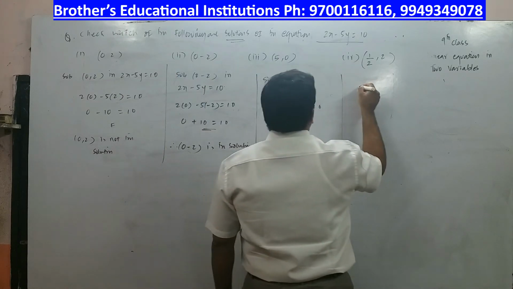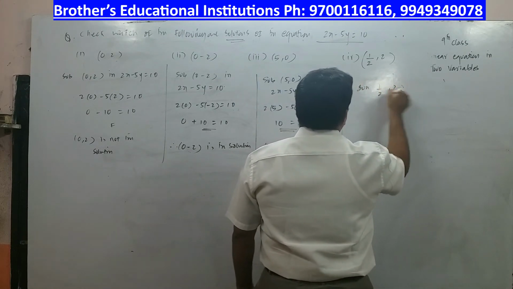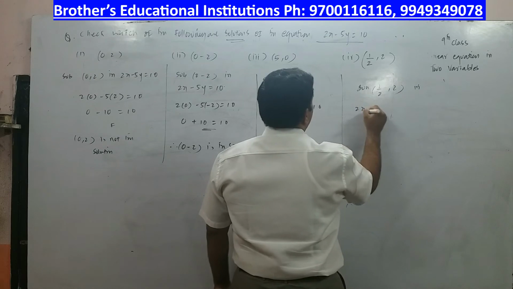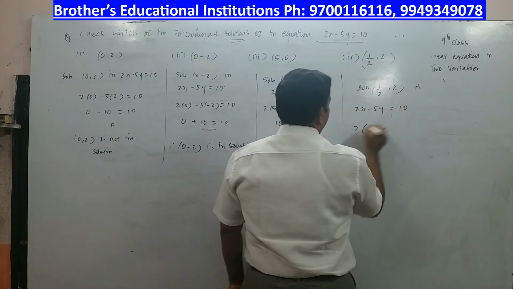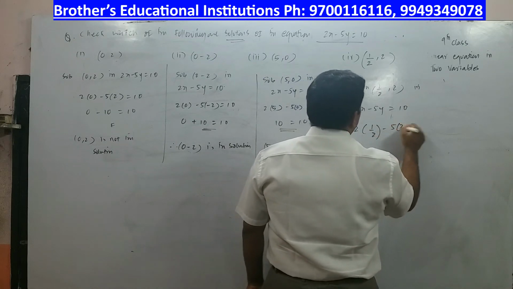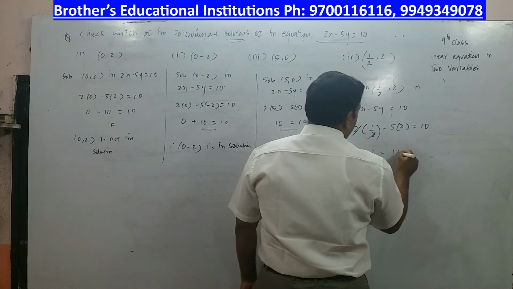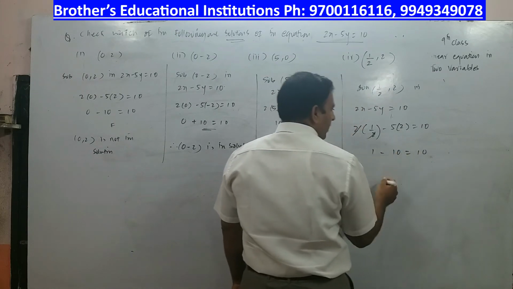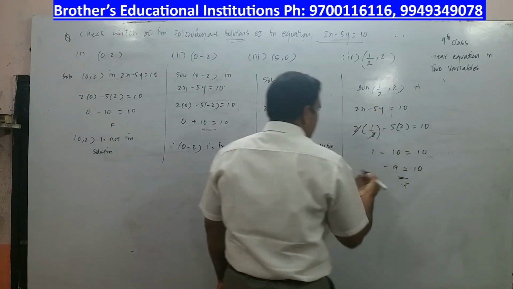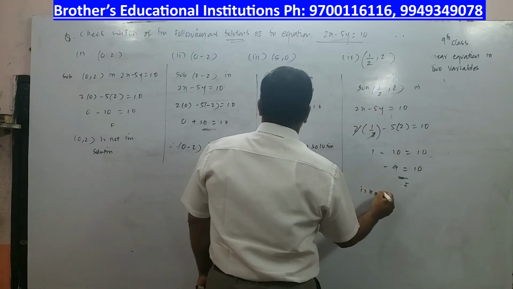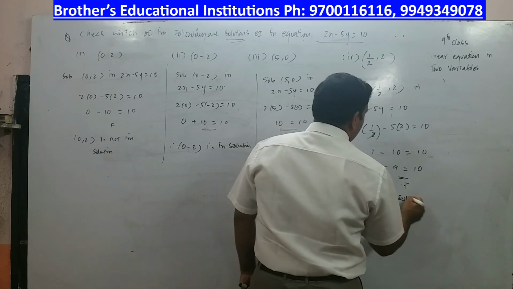Now again I will substitute 1 by 2 comma 2 in 2x minus 5y is equal to 10. What do I do? So it is 2 into 1 by 2 minus 5 into 2 is equal to 10. So 2 cancel. You have 1 minus 5 2's are 10 is equal to 10. What is 1 minus 10? Minus 9. Is 1 minus 10 is equal to 10? No, it is false. So what will you say? Is not a solution, right? Is not a solution to the given equation.